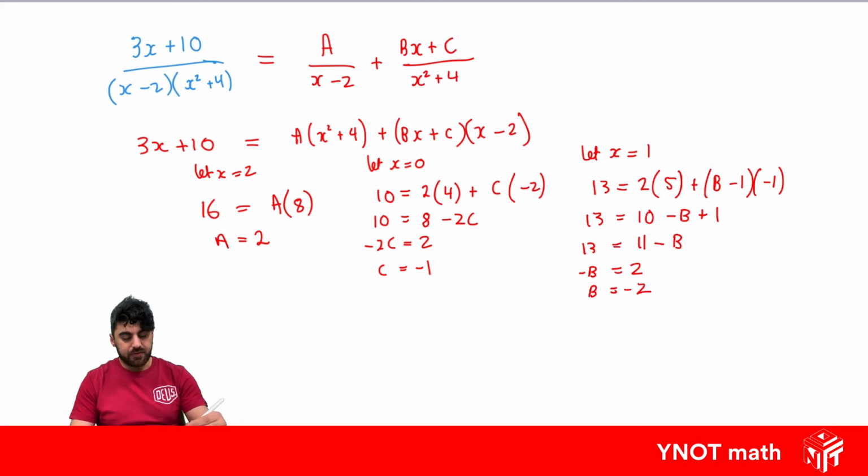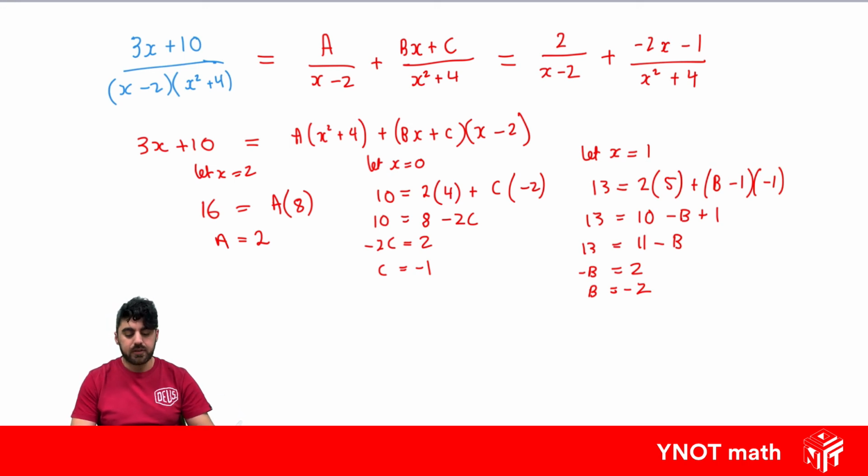And now we have everything we need to rewrite our fraction as a partial fraction. So now a is equal to 2 over x minus 2, plus, as b equals minus 2 and c equals minus 1, minus 2x minus 1 all over x squared plus 4. And again, this is going to be a lot easier to integrate than this fraction over here.